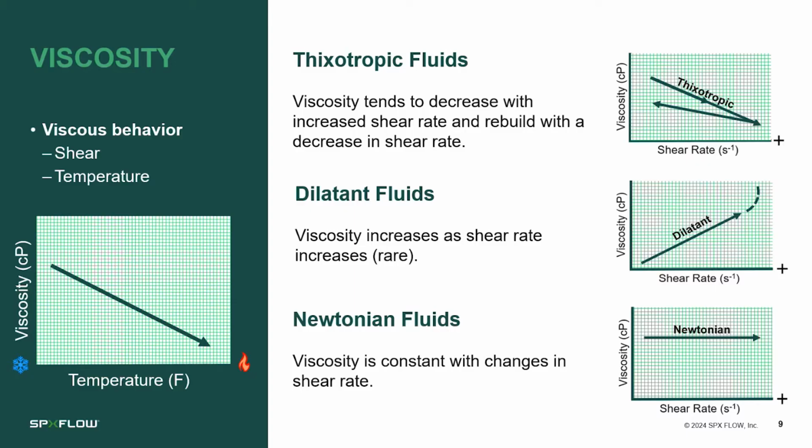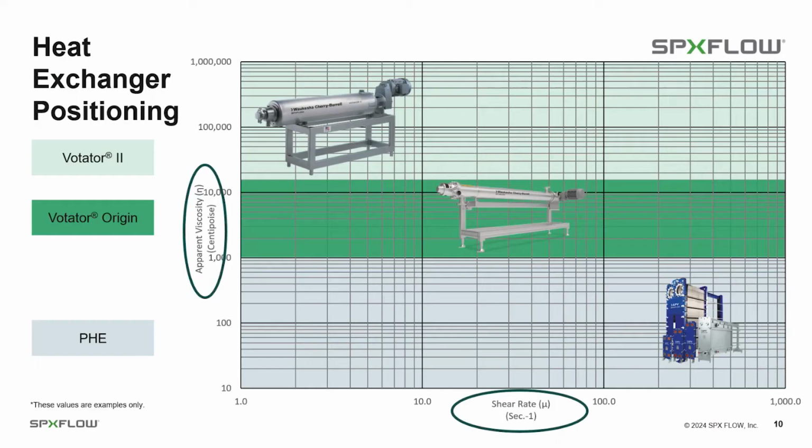And then lastly, you could have a Newtonian fluid, an example of which is water. This is when the fluid is not really impacted by shear or shear rate, and it stays relatively constant, although it can still be impacted by temperature. All right, so why are we talking about viscosity when we're supposed to be talking about heat exchanger positioning? Well, now we're going to show you.